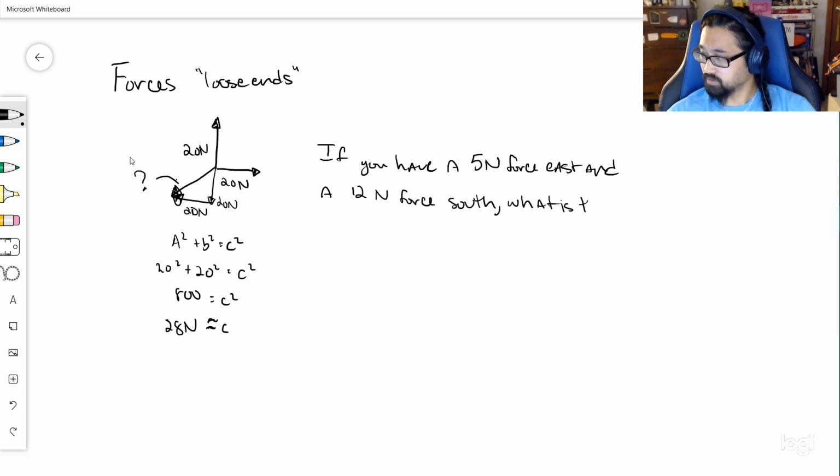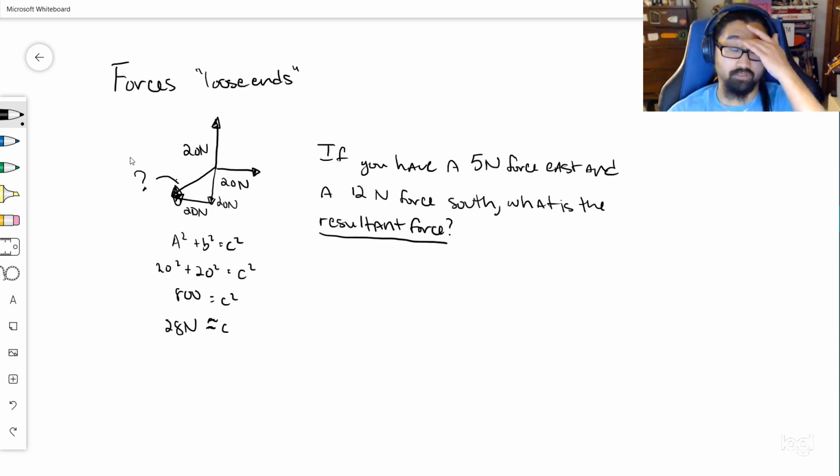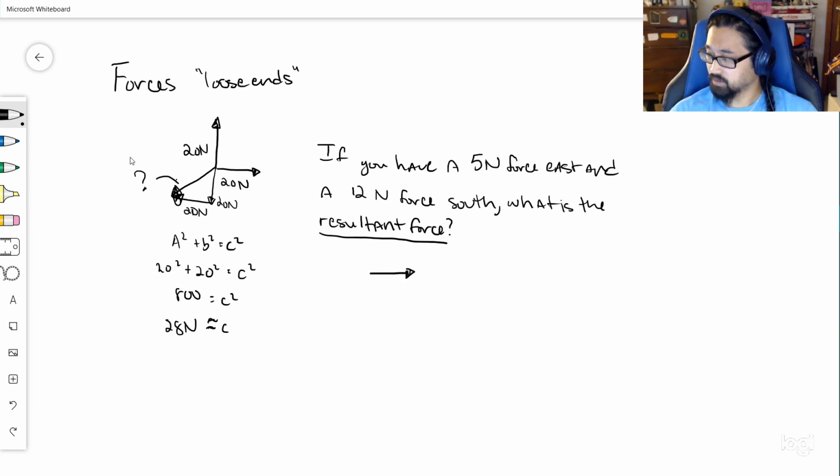what is the resultant force? Right, and this term, the resultant force, I'll make a diagram. So I have 5 newtons east, and then I have 12 newtons south. This is 5 newtons, oh, let me not put the directions, you can see what direction they're going. So 5 newtons east, 12 newtons south.